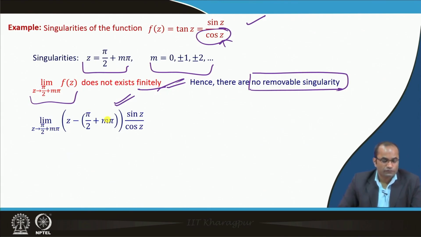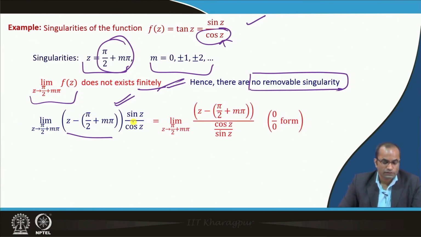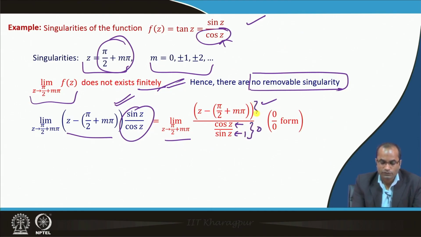the multiplication by z minus z naught. The z naught is pi by 2 plus m pi, the general z naught we are considering. So if you multiply sin z over cos z by z minus z naught, in that case what we observe is that we have the 0, and this we have written as cos z over sin z. So this cos z is 0 again and this is going to 1. So we have the 0 term here and the 0 in the numerator.